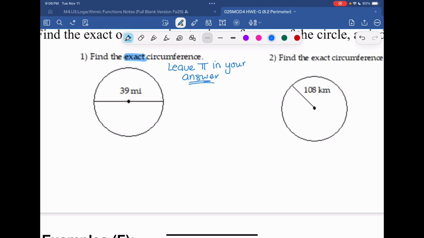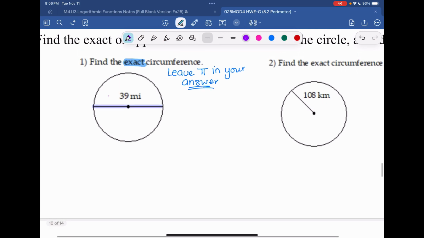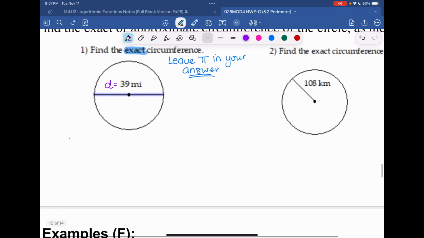Okay, so I have the diameter because this goes from one side to the other side and it goes through my center. So that tells me that this is the diameter. So I'm going to use the formula circumference is equal to pi times diameter. And so circumference is equal to pi times 39.